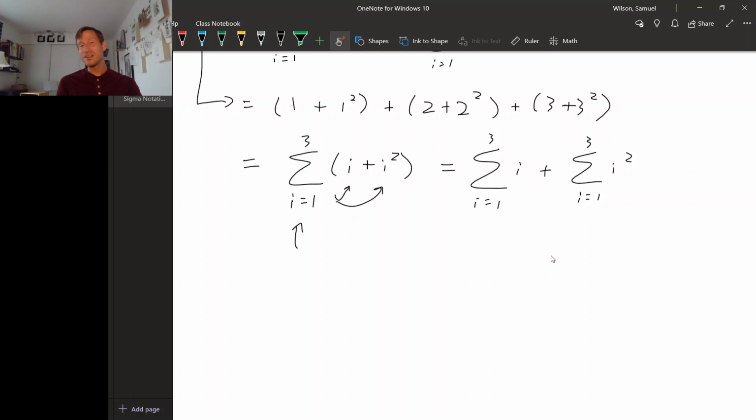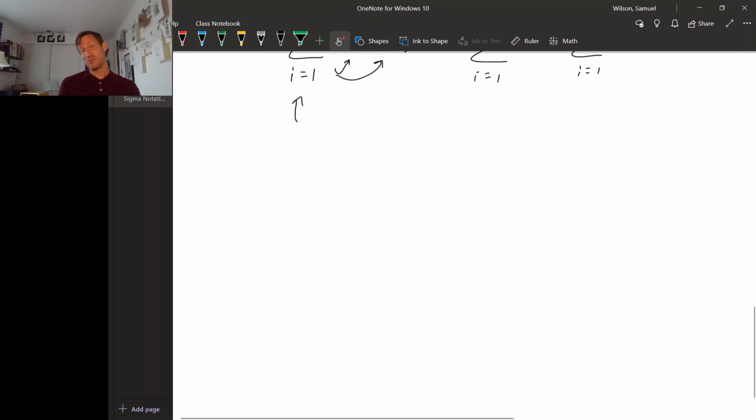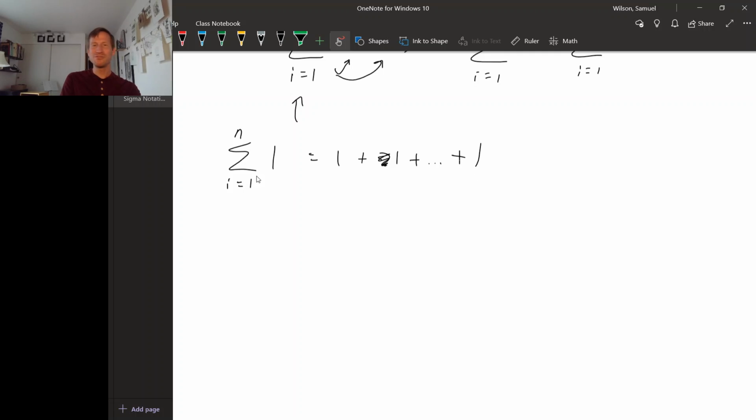Finally, there are a few formulas for nice sums that come up common enough that it's worth knowing the formulas. So one is, if we take the sum from i equals 1 to n of 1, well, let's write this out. This is 1 plus 1 plus 1 plus, and so on. Right? All of the terms in this sum are 1, but how many times have we written down 1? Well, once for every integer from 1 up to n, so this is n times. And if you add 1 to itself n times, you get n. Okay, so this sum is just n.